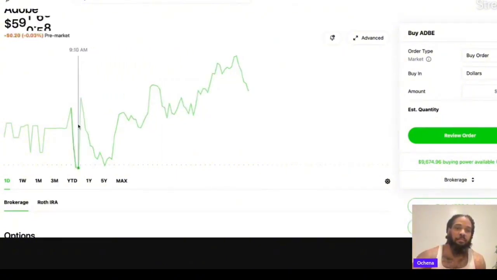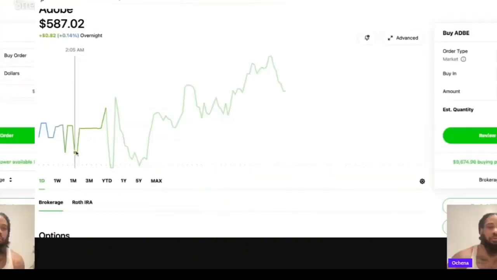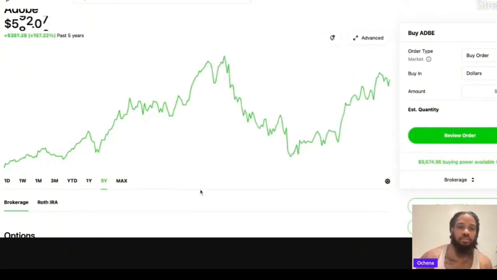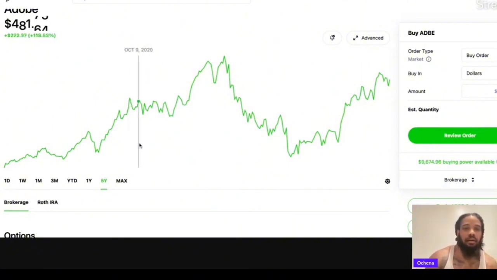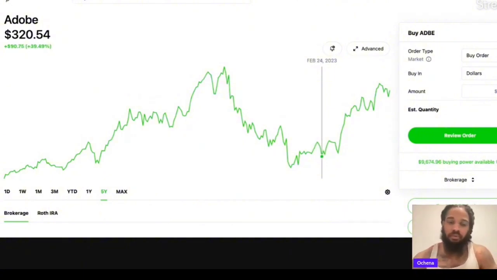And then for our support line, we're going to find a lower part of the stock. So for example, say here, we're going to draw a support line down here. We want to have a support line and a resistance line. What I did to determine where I wanted to get in, I went to this 5-year chart right here. At the time when I was buying the Adobe option, I pretty much came to February. Adobe was about 320.54.